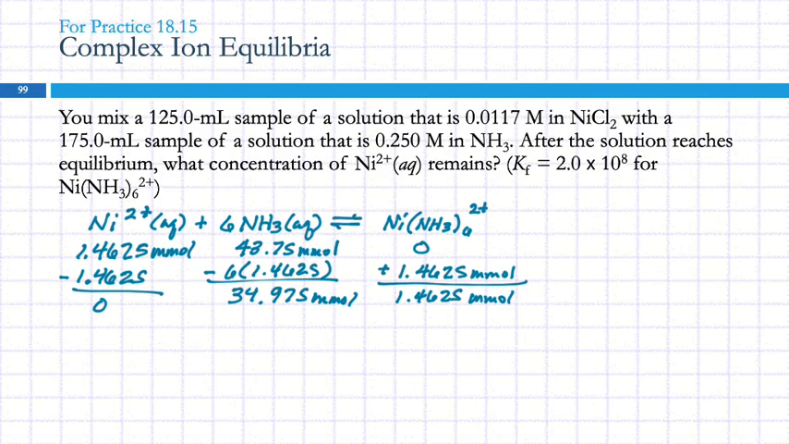So we need concentrations, molarities, and so we need to look at our total volume. So 125 milliliters plus 175 milliliters is 300, right? Did I do that right? So to turn these into molarities, we're just going to divide by the volume in milliliters.